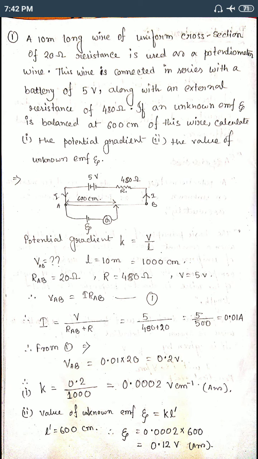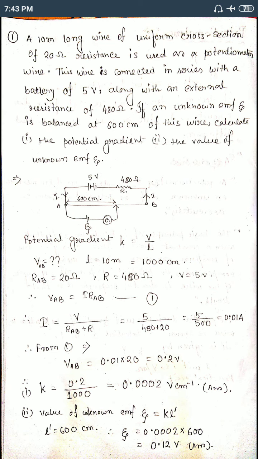And one thing you have to remember: whenever this type of numericals come, you draw the circuit diagram. Roughly you draw, not with a scale or pencil. With a pen you draw just a rough diagram. Then it is very clear to you what you have to find out and how you can find it out.